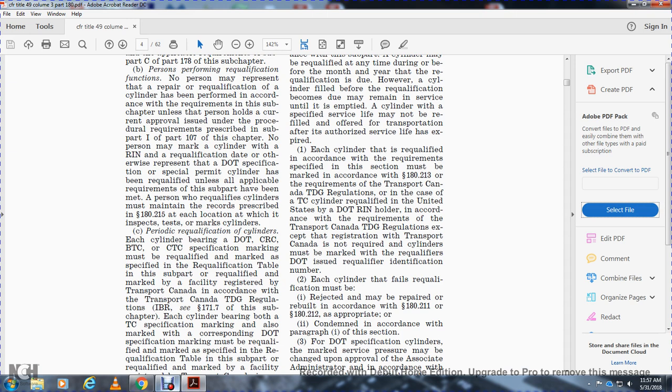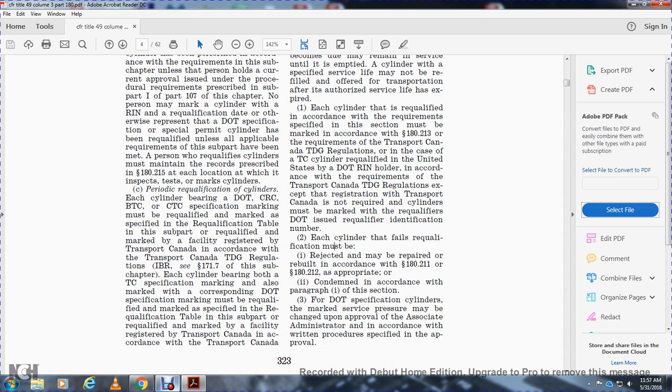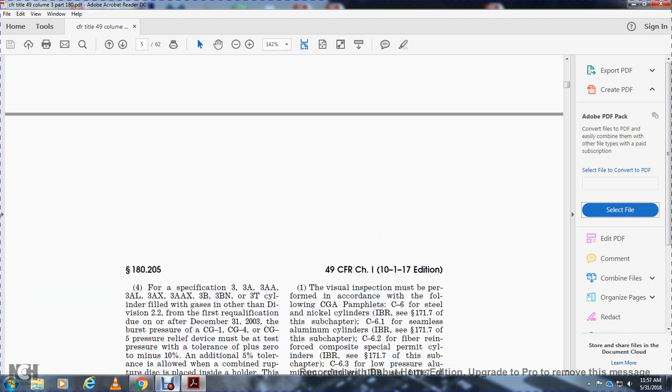Under the TDG regulation exemption, registration with Transport Canada is not required for cylinders, but they must be marked with the requalifier's issued requalification identification number. Each cylinder that fails requalification must be rejected. Rejected cylinders may be repaired or rebuilt in accordance with 182.11 and 182.12. For DOT specification cylinders, the marked service pressure may be changed upon approval of the Associate Administrator in accordance with the written procedure specified in the approval.